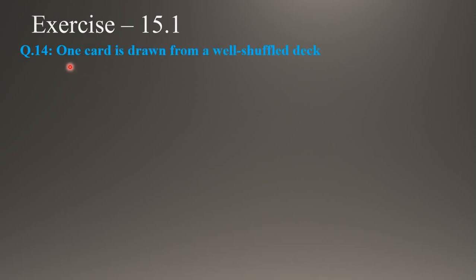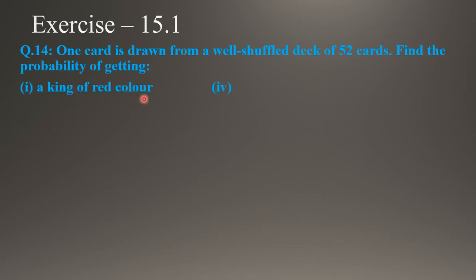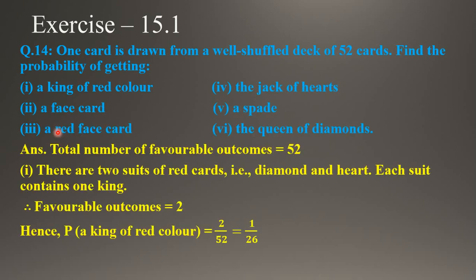It says one card is drawn from a well shuffled deck of 52 cards. Find the probability of getting a king of red color, a face card, a red face card, the jack of hearts, a spade, the queen of diamonds. Now, you all know the total number of outcomes. How many cards are there? Already given, 52 cards.